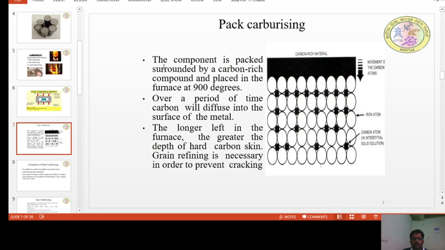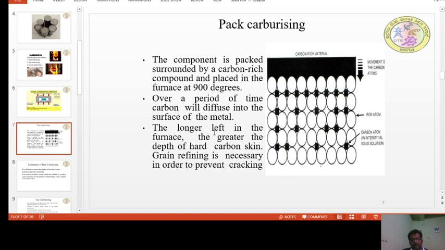Look here. The component is packed, surrounded by a carbon-rich compound, and placed in the furnace at 900 degrees centigrade. Over a period of time, carbon will diffuse into the surface of the metal.